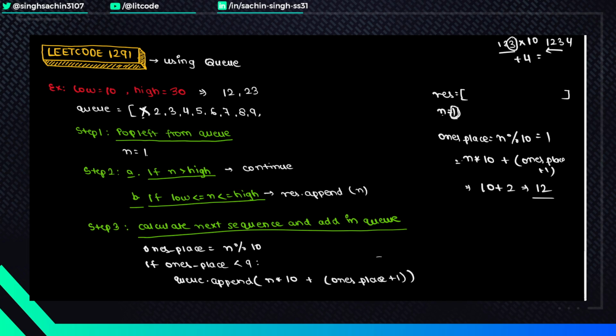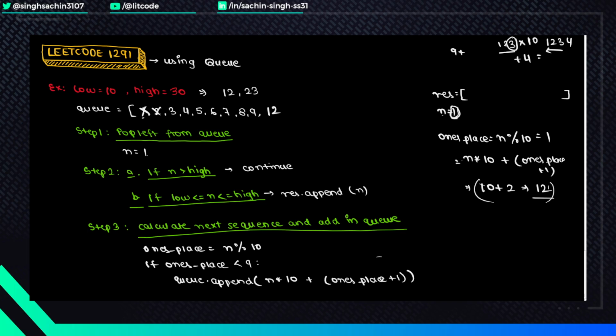So to do that, I picked the ones place value by using the same formula, n percentile 10. And if it is less than 9, of course, because 9 plus 1 will be 10, and 10 is not a unit digit value, so we don't consider this. So if ones place is less than 9, then we use the same formula to do so, and we will add this value back in the queue. So now my queue looks something like this. Next I'll pick 2.